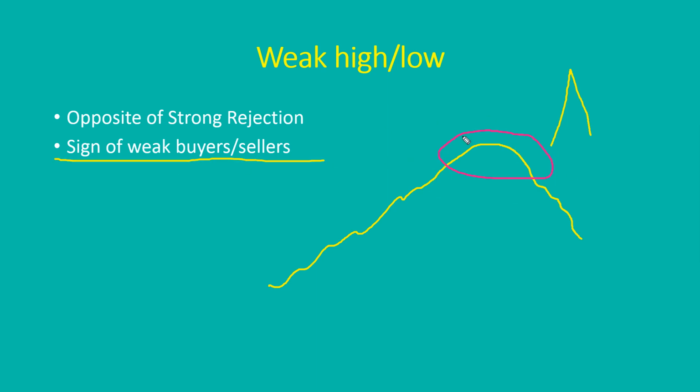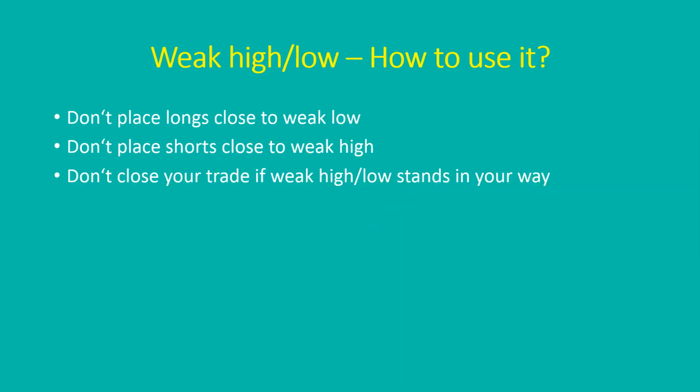So if there is a weak high, then it is a sign of weak sellers who weren't able to aggressively reject higher prices, but they only did it very slowly, very shyly, all right? So this is how a weak high and weak low get formed. And now let me show you how to use it in our trading.